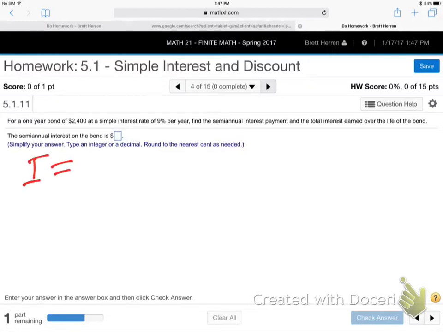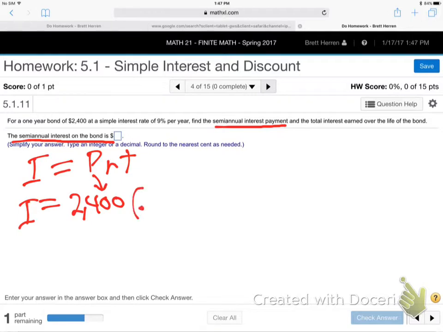So I equals PRT again. They find the semi-annual interest payment. That's the first question, the semi-annual interest. So the principal is the $2,400. The rate is 0.09. And the time, what do we do for the time? 6 over 12. You could do 6 over 12, a half. I'm just going to go 0.5. Any version of a half, 6 over 12, 0.5, 1/2, whatever you like, is fine. That's half a year, right? The time. There it is, semi-annual, half a year.